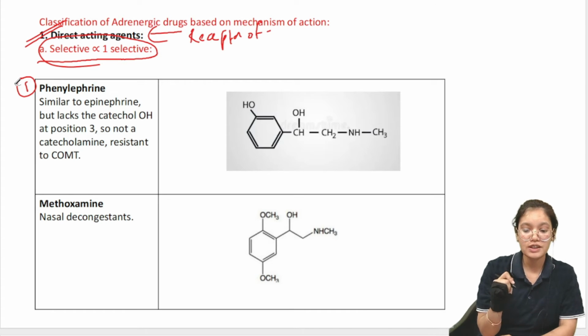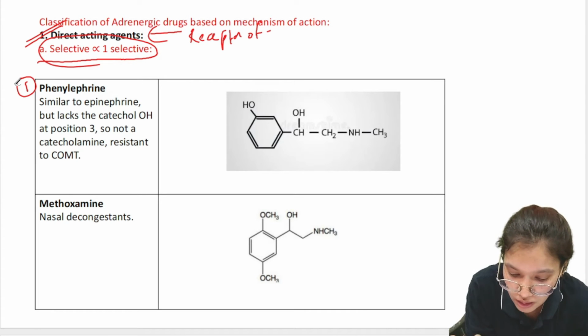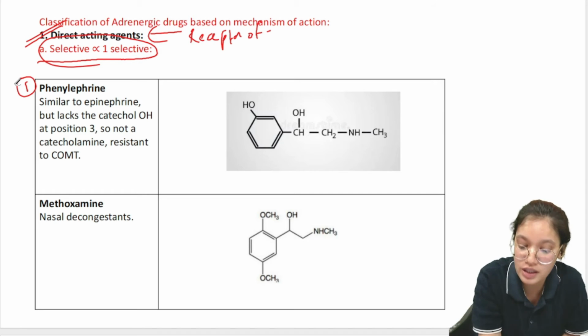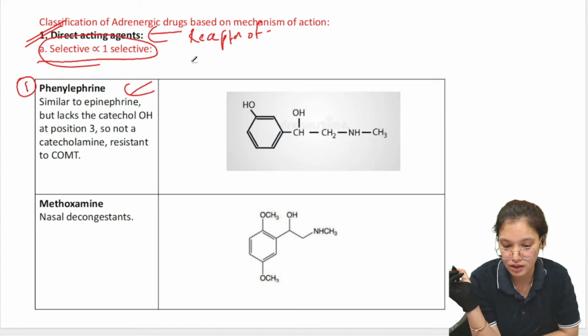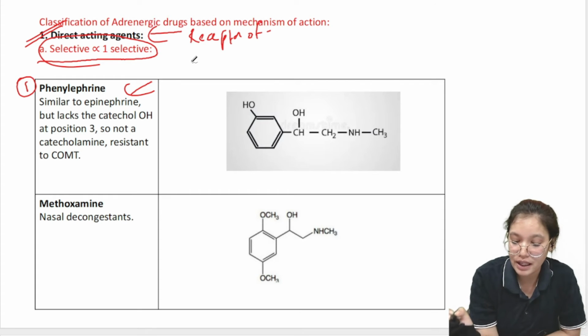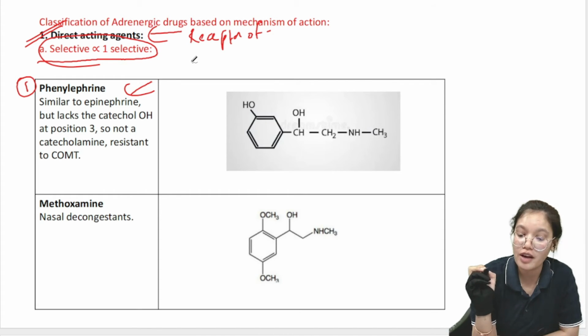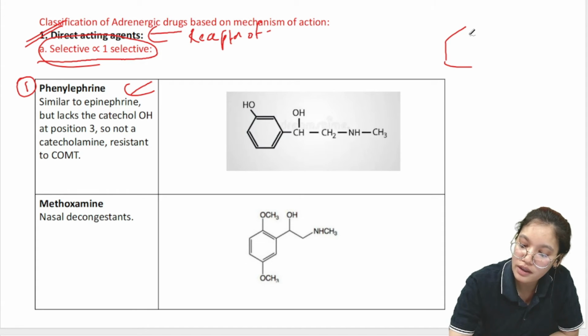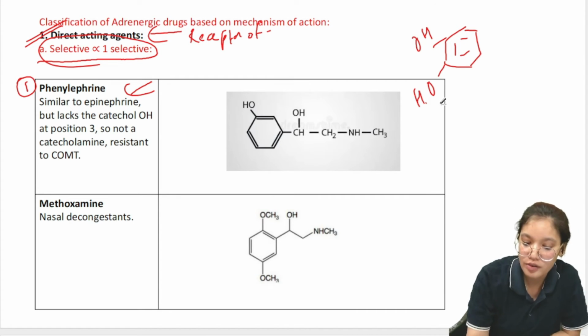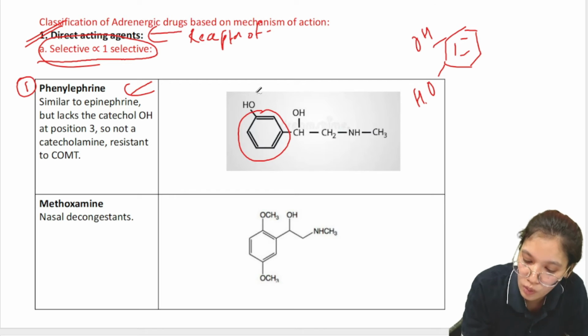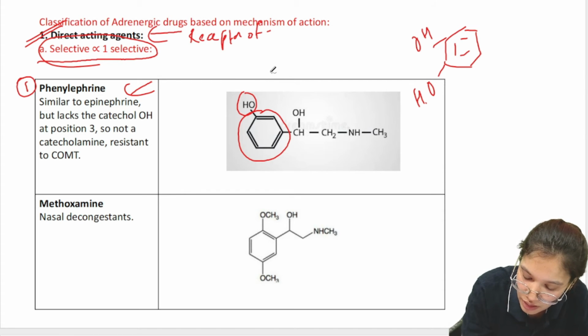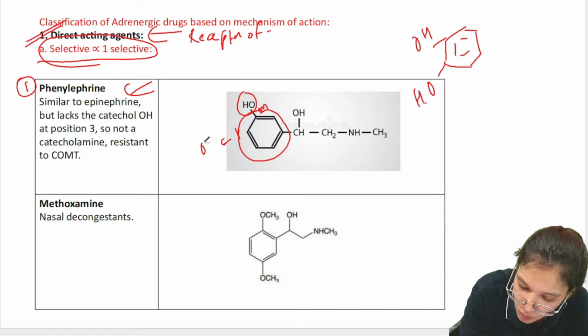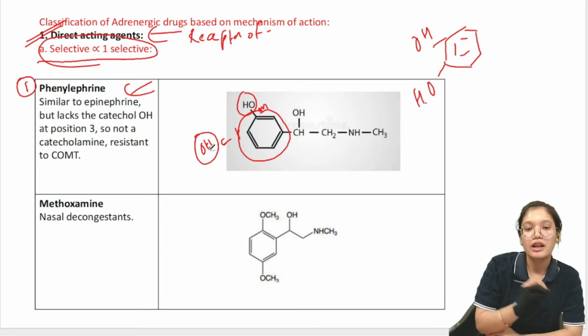So first is phenylephrine. Its structure is almost similar to epinephrine, but it lacks a catechol ring. In epinephrine we have a catechol ring. What is a catechol ring? It is basically a benzene ring with 2 OH. In phenylephrine we have a phenyl ring. We have an OH at the meta position, but at the para position the OH is not there in phenylephrine.